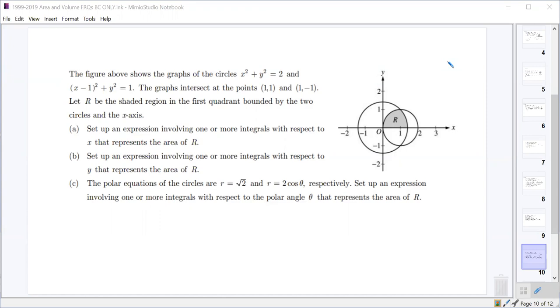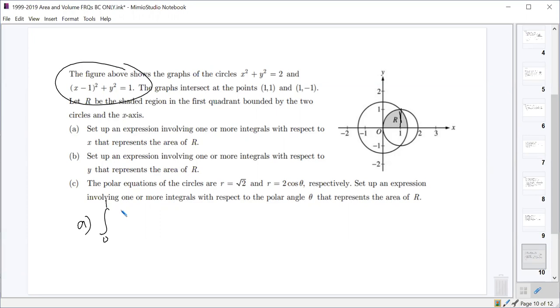Set up an expression involving one or more integrals with respect to x that represents the area of R. So the integral that's going to give us that area, if we're going to do it in terms of x, we're going to need to do from 0 to 1 of just this function here, because the upper region is bounded by the circle that has the radius of square root of 2 here, and our circle centered at (1, 0) with a radius of 1. So that's this one.